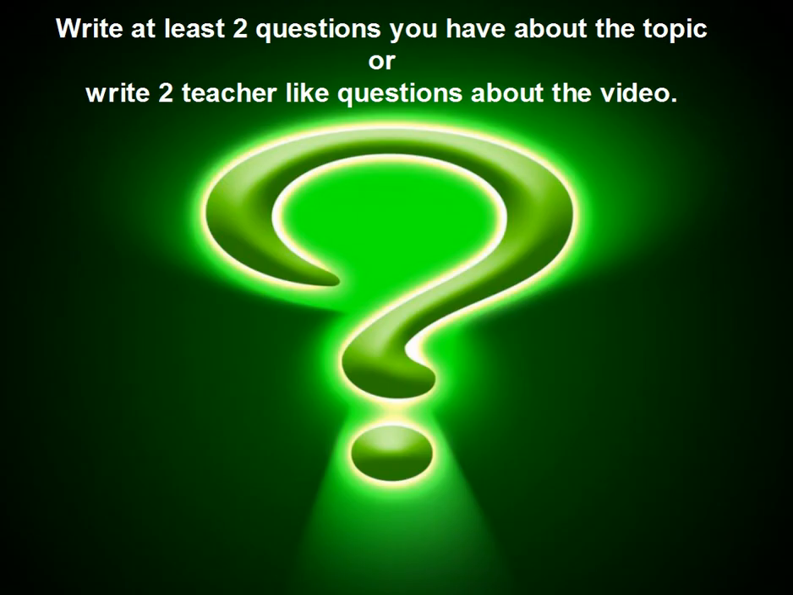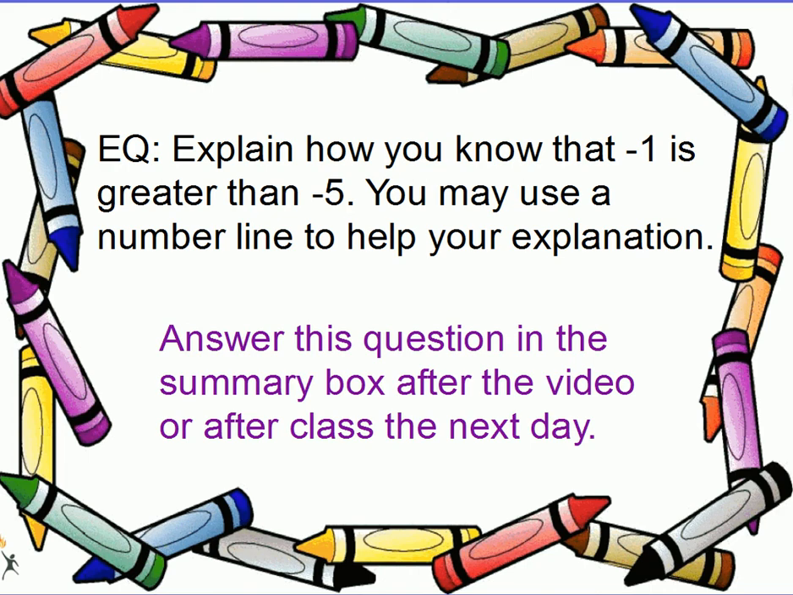We have 2 last steps for our Cornell notes. The next step is to come up with 2 questions. If you had questions as we were doing the video, those would already be there. If not, come up with 2 questions a teacher might ask you about this video. And our last step: explain how you know that -1 is greater than -5. You might want to use a number line. Remember, we did that on every problem that we did together on this video.